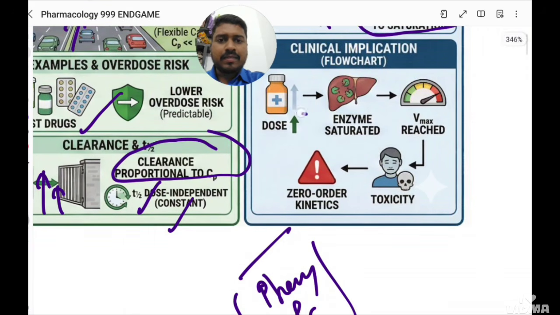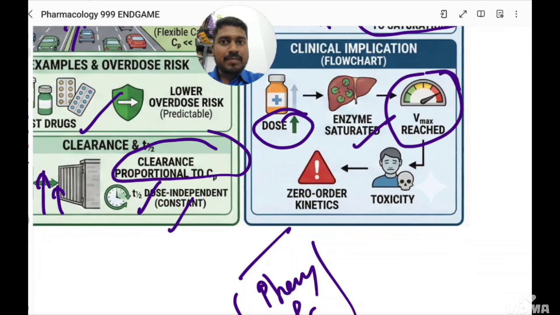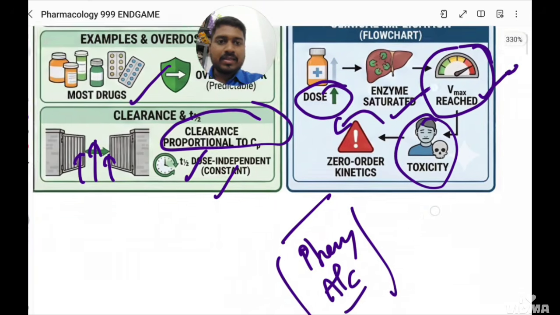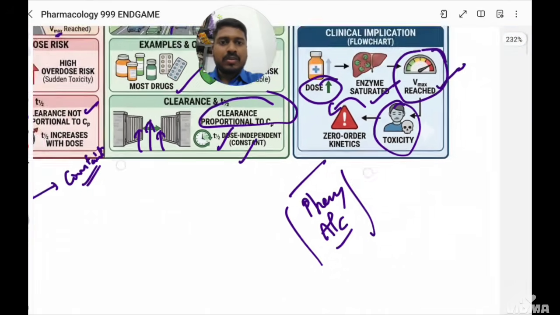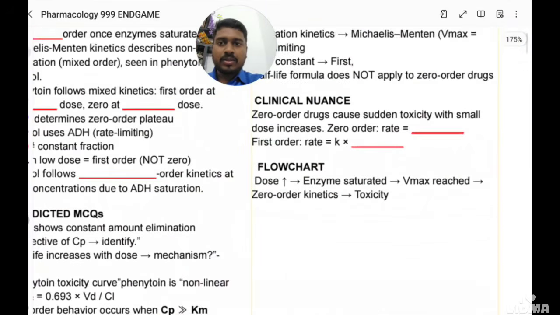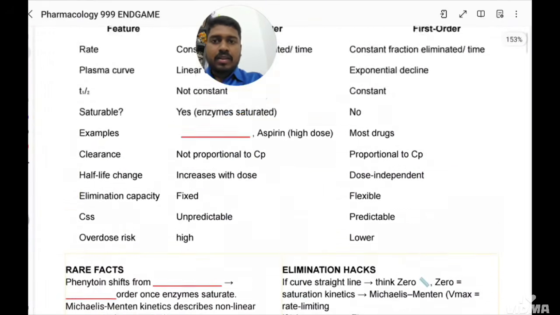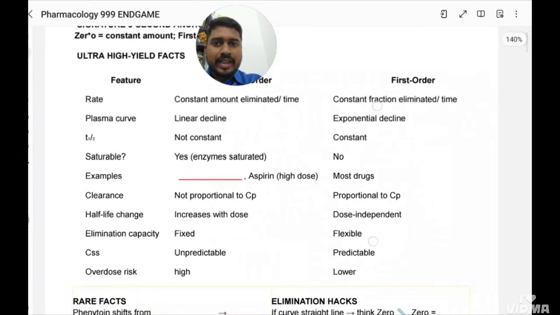Now this is the clinical significance. Once you increase the dose, if the enzymes are saturated, if Vmax, that is the maximum capacity at which the toll gate, that is our enzyme, is operating, is reached, then it leads to toxicity, and it converts into zero order kinetics. So this is how it is important. Okay, so let's solve the questions. Go through this table. It's a very concise table.